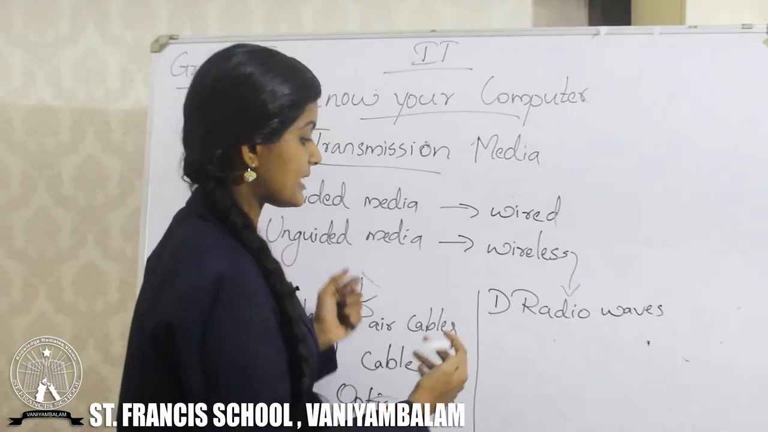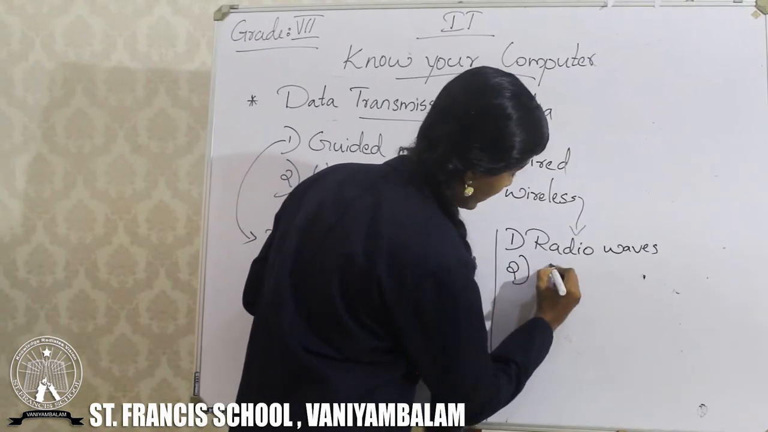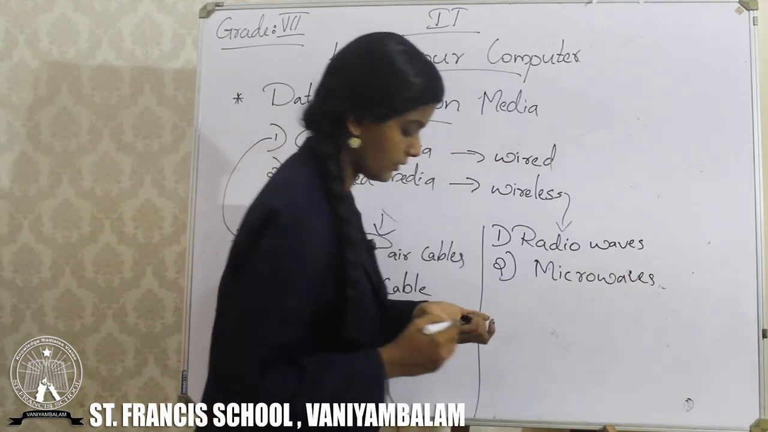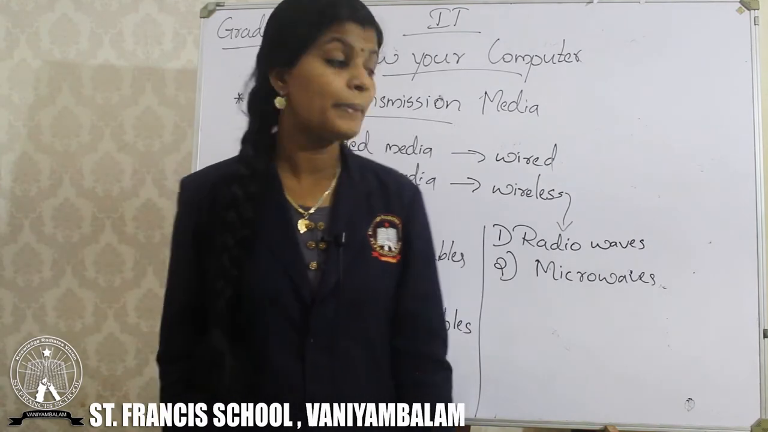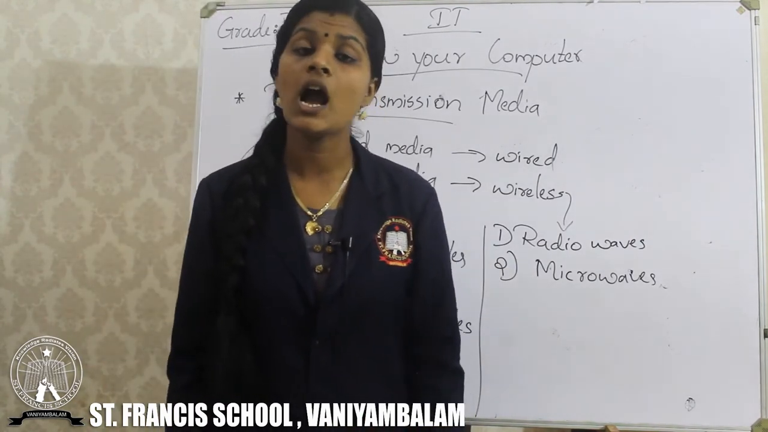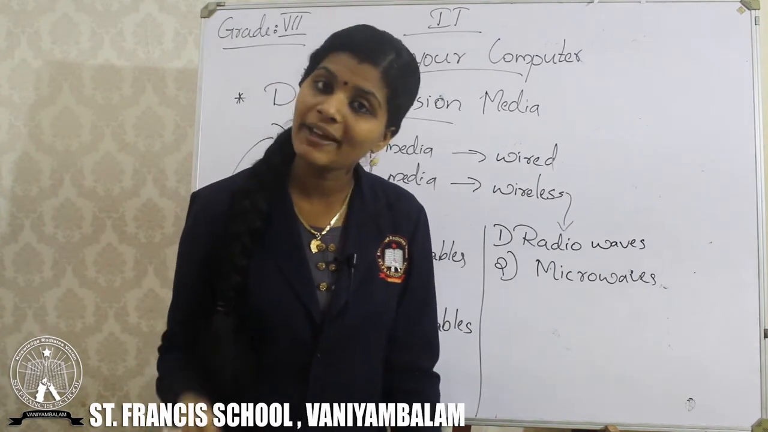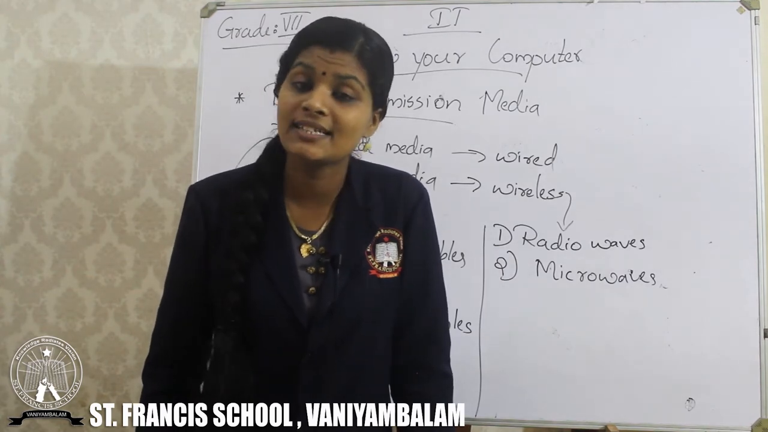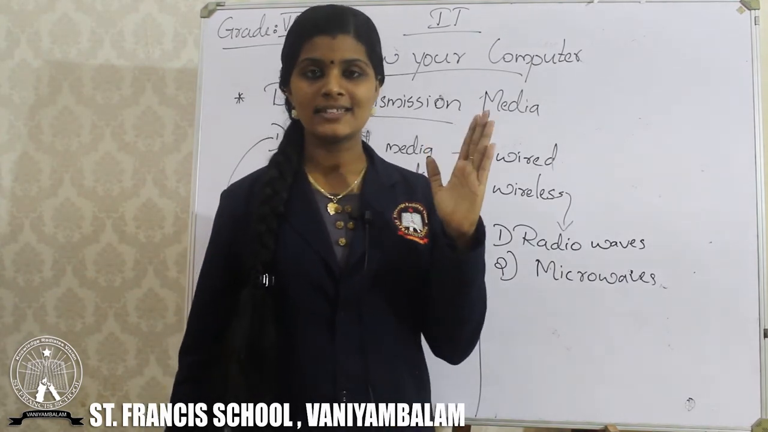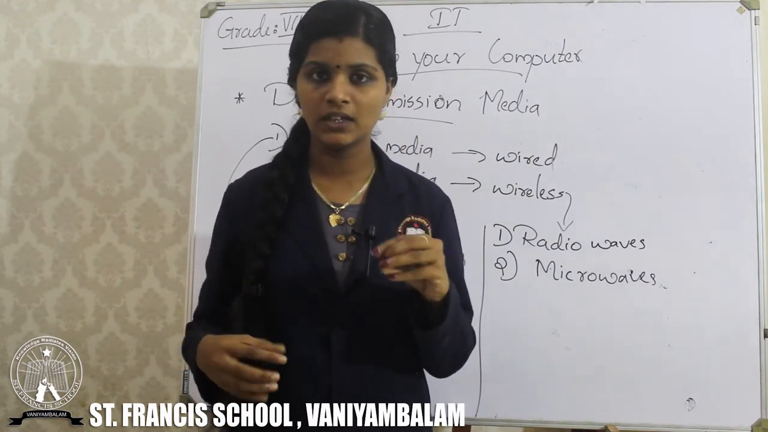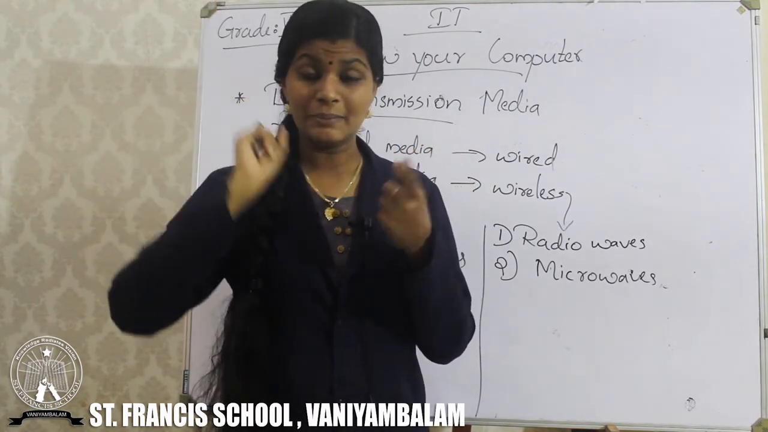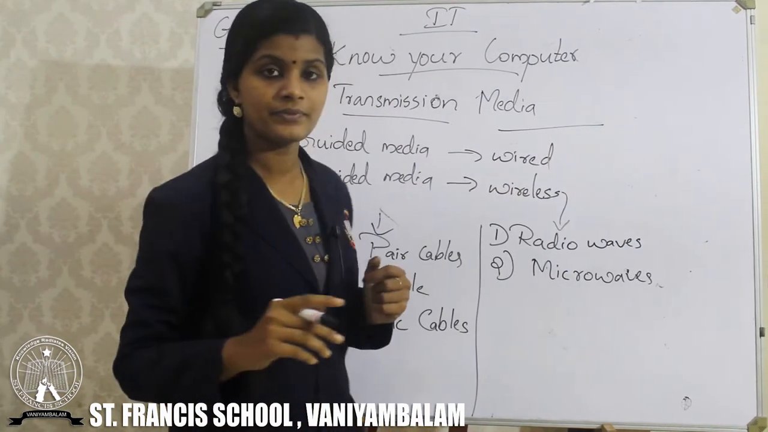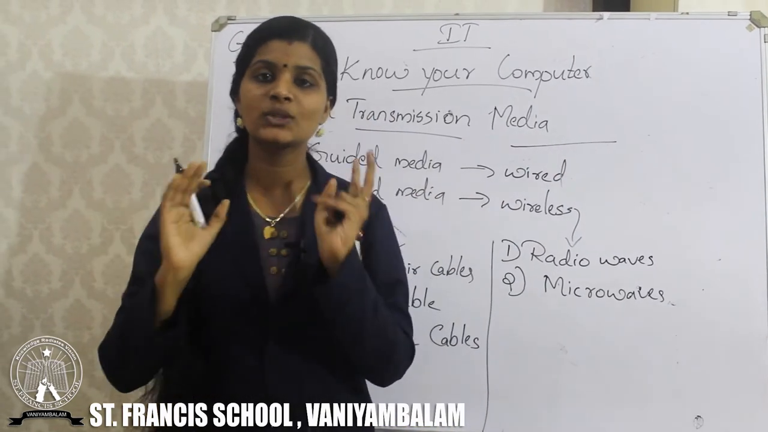Now we are going to discuss the next one, that is microwaves. As compared to radio waves, microwaves are much faster. We discussed radio waves: one transmitter and many receivers. But in the case of microwaves, the waves are passing in a straight line.